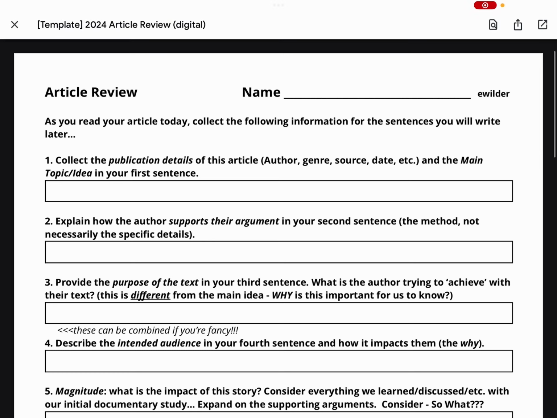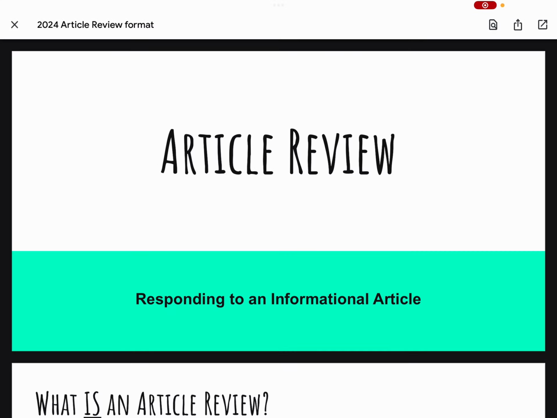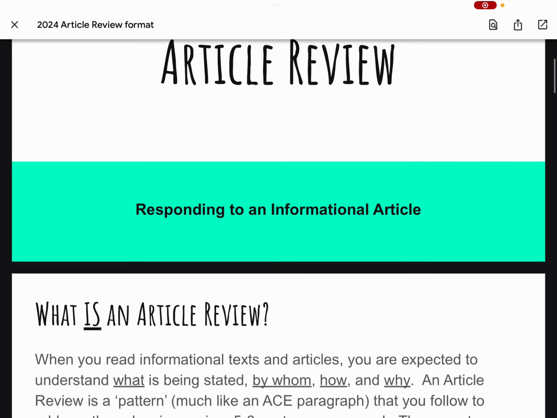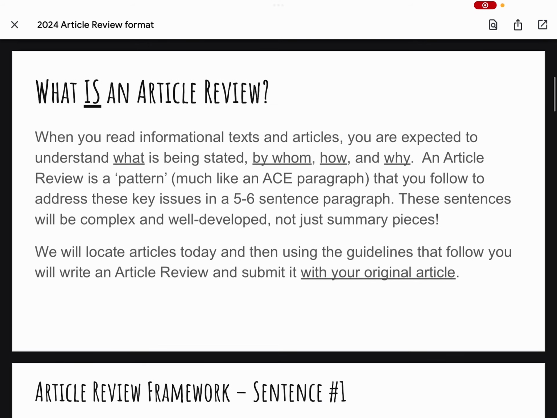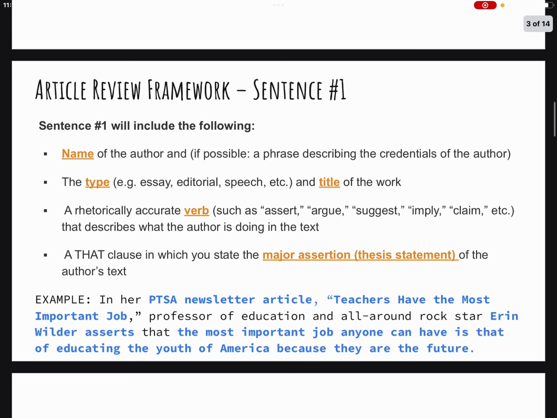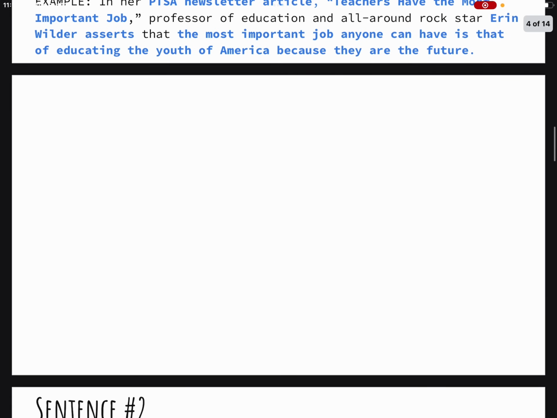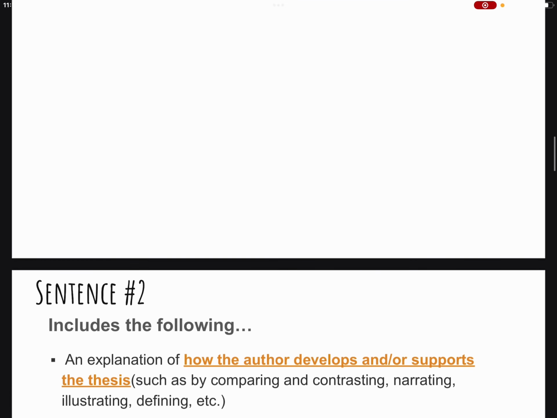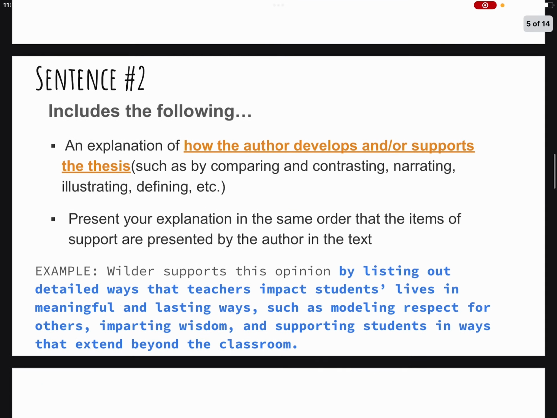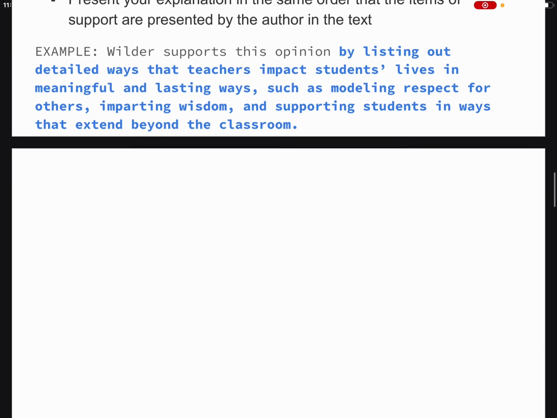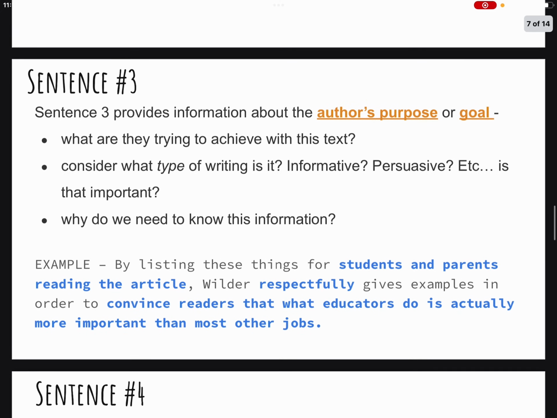And so then I'm going to pop back here really quick and look at this article review slideshow. This walks you through what it is, how to do it, and then it shows you these are the things that go into the first sentence, and it gives you a sample. It's got these blank slides because when we go over it in the classroom, we write it on the board together. So just ignore those blank slides. But then here again, this is what goes into sentence 2. Here is a sample. And then this is what goes into sentence 3.